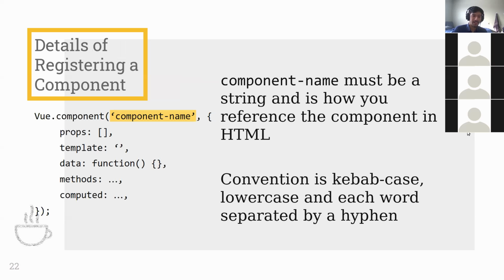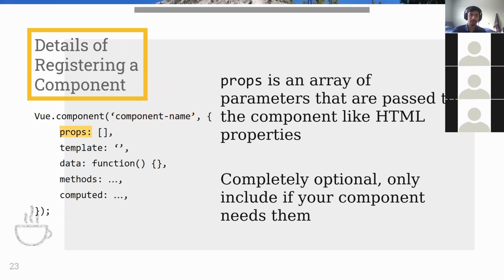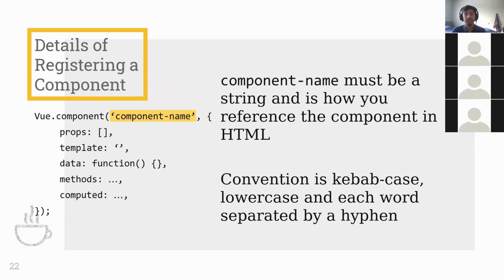So for the first one, I'm going to have the actual component definition from the slide before on the side here, and I will highlight the important part in each slide. So this first part is component name. Component name, as you guys can see, is going to be a string that represents how the component is represented in HTML. So when you actually want to use your component, you'll reference it by its component name.